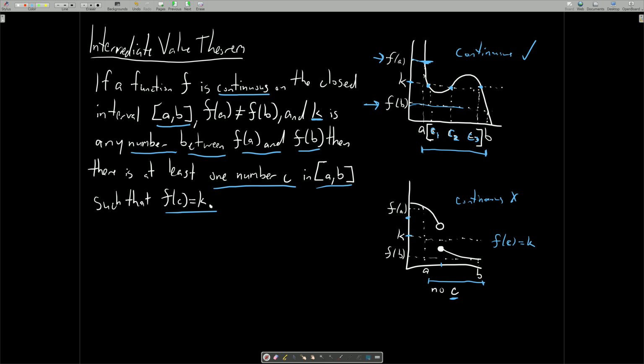Let's say we have k right over here. Well, there is a value c between a and b, but since the function is not continuous, you don't know, it's not guaranteed that there is a value c where f of c equals k. Let me show you some examples.